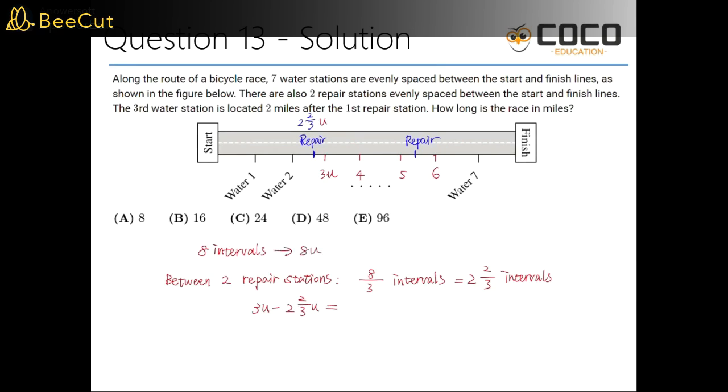So 8 intervals, you let it be 8 units. Difference equals to 2. So 1/3 of a unit equals to 2, 1u equals to 6. The total is 8 units. So 8 times 6. The answer is 48.